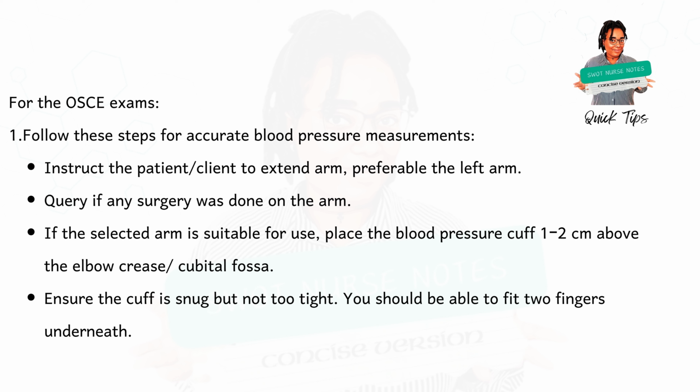If the selected arm is suitable for use, place the blood pressure cuff 1 to 2 centimeters above the elbow crease or the cubital fossa. Ensure the cuff is snug, but not too tight. You should be able to fit 2 fingers underneath.